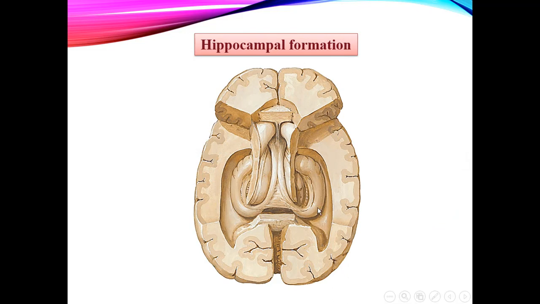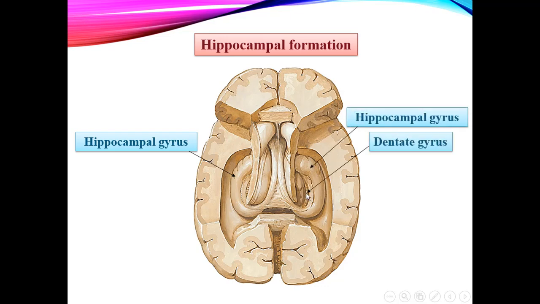This slide shows the hippocampal formation. The hippocampal formation contains different parts, including the hippocampal gyrus or hippocampus and the dentate gyrus. This is the dentate gyrus, and here is the dentate gyrus. Each hemisphere has a hippocampal gyrus and a dentate gyrus.